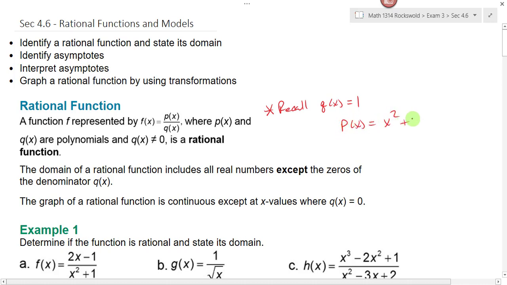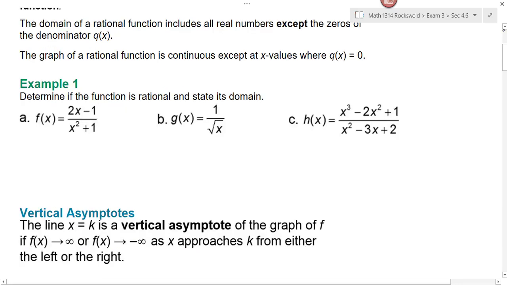equals x squared plus 2x plus 1, that would still be considered a rational function even though it doesn't look like a fraction, because you can take anything and put it over 1 and turn it into a fraction. So this would still be considered a rational function. I just don't want you to get tripped up on your homework. The domain of a polynomial function is all real numbers, but the domain of a rational function is going to be all real numbers except what makes the denominator equal to 0.